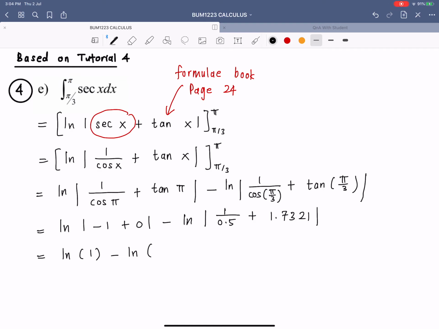So 2 plus 1.7321, we will get 3.7321. So ln 1 minus ln 3.7321 will be, ln 1 is 0, minus 1.3170, rounded off to 4 decimal places. We get 1.3170. Therefore, the final answer is negative 1.3170.